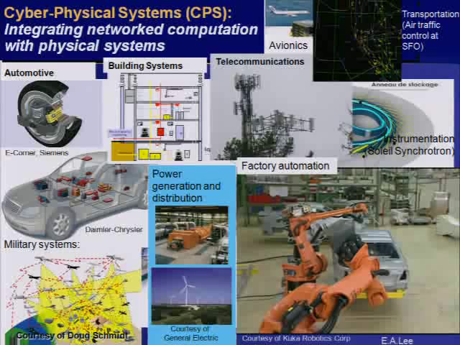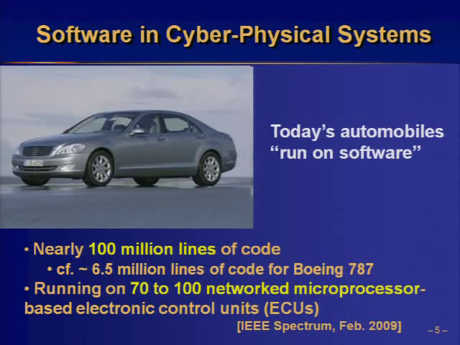One of the things that's changed significantly over the last several years is the increasing amount of software in cyber-physical systems. To take an example, today's cars literally run on software. Here are some statistics from a recent IEEE Spectrum article. For a car such as the Mercedes-Benz S-Class shown over here, the software in the various systems cumulatively can be nearly 100 million lines of code. As a point of comparison, the amount of software for the onboard systems in the Boeing 787 is less than that. All of this software is running on several networked microprocessors, 70 to 100 was the estimate in this article. So clearly we need techniques to analyze that these software-controlled cyber-physical systems work correctly.